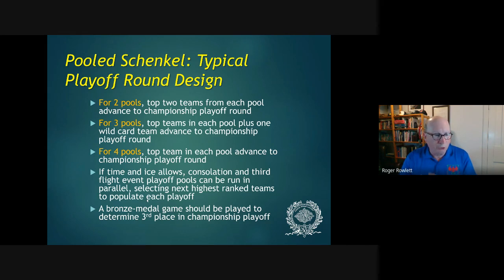And normally you should do a bronze medal game to determine a 3rd place in any championship playoff. So if your top 4 teams are advancing to the playoffs, whoever loses that first playoff game should really populate that 3rd place event.